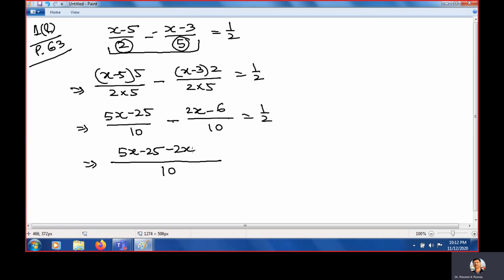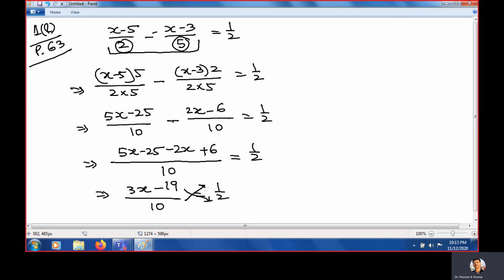And minus minus, or what you can do is, okay, yes, minus minus plus. It is 1 upon 2. Now simplify. 5x minus 2x, it is 3x. Minus 25 plus 6, it is minus 19 upon 10 is equal to 1 upon 2.